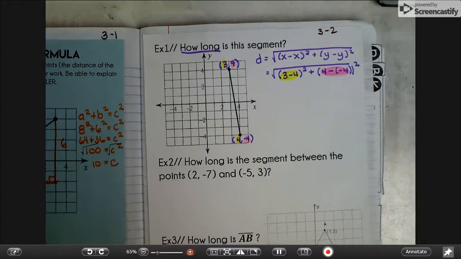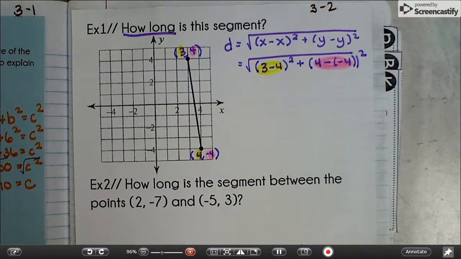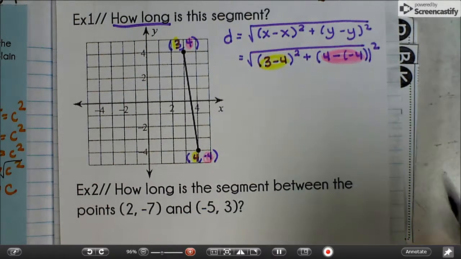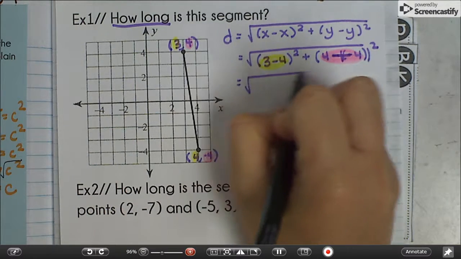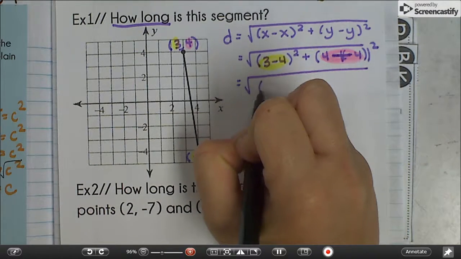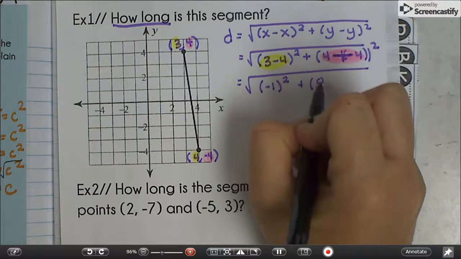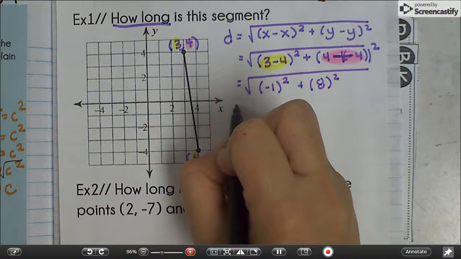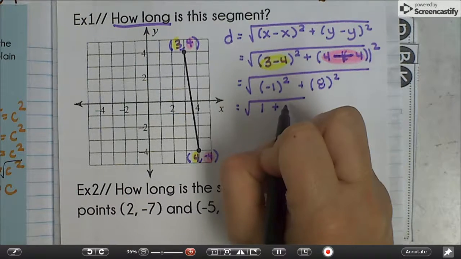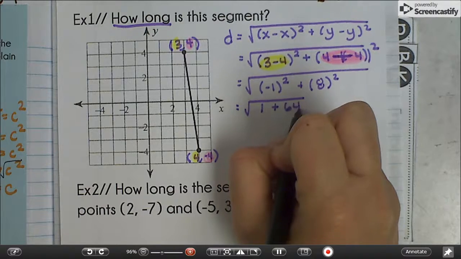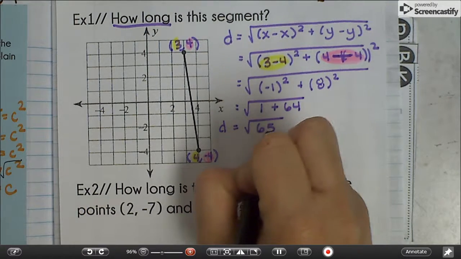And I'm going to zoom in more. There you go. Okay. Maybe one more. All right. Minus and negative is a positive, so I'll change that, and then we just go through. So 3 minus 4 is negative 1 squared, plus 4 minus negative 4 is 8 squared. Negative 1 squared is 1, and 8 squared is 64. So the distance is the square root of 65.